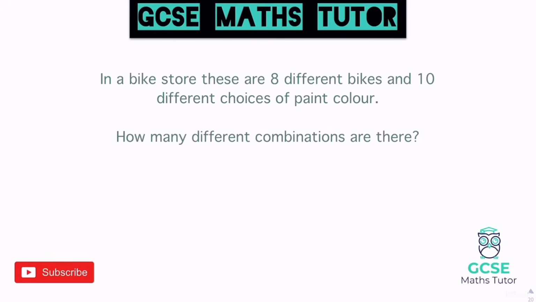Okay, on to some combinations. It says in a bike store there are 8 different bikes and 10 different choices of paint colour. How many different combinations are there? Well, we have 8 choices of bikes to pick from, so that's 8 different combinations. And all we do is multiply it by however many choices we have on the second option. So the second option is the paint colour, and there are 10. So we times it by 10 as our second option. So 8 times 10 gives us 80 options as our final answer. So you just take how many choices you have on each pick and multiply them together, and that's combinations.